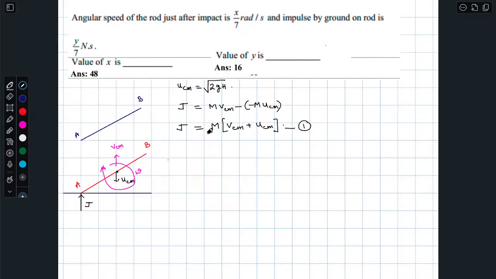Right. Also, about center of mass, apply angular impulse momentum theorem, according to which, can you please help me in writing angular impulse now? Let this be theta. Anyone in the class?